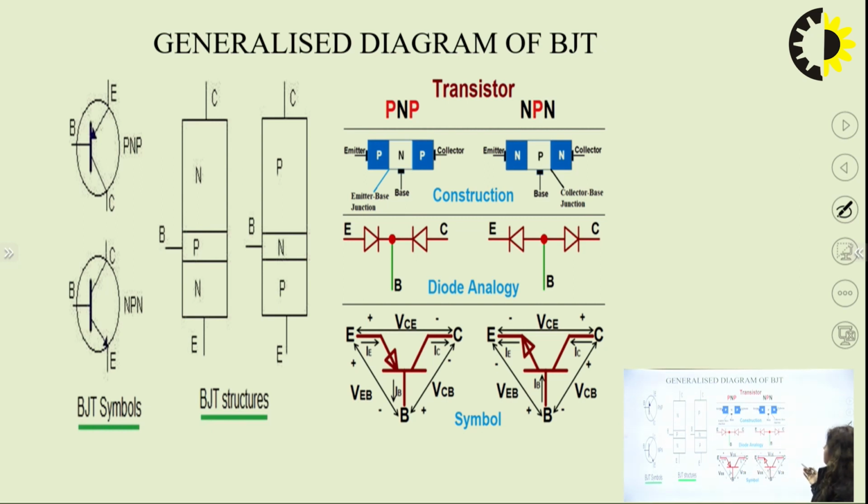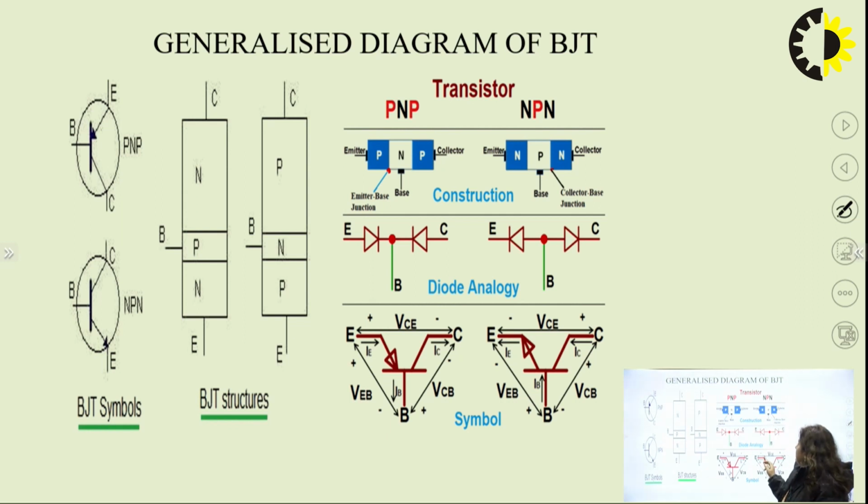Then from a construction point of view, that is the emitter base junction. You can see here emitter, base and collector. This junction is basically the emitter base junction. This junction is the base collector junction. Similarly, the collector base junction is this one.